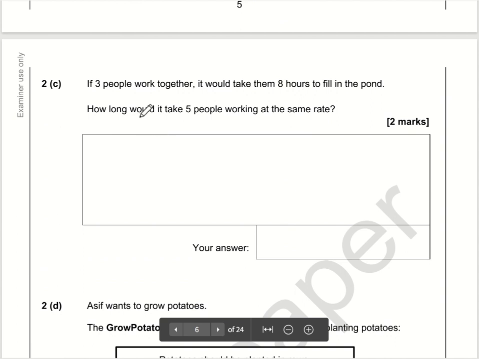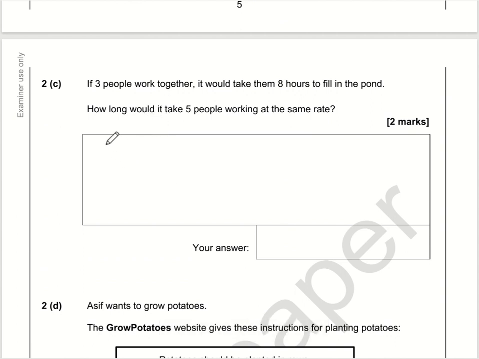Okay, so on to C. We just need to think about this logically. So 3 people take 8 hours. Let's think about if there were 6 people. Don't be fooled into thinking that 6 people would take 16 hours. Remember, 6 people would take 4 hours. You double the number of people, you halve the amount of time. More people doing the job equals less time it takes to do the job.